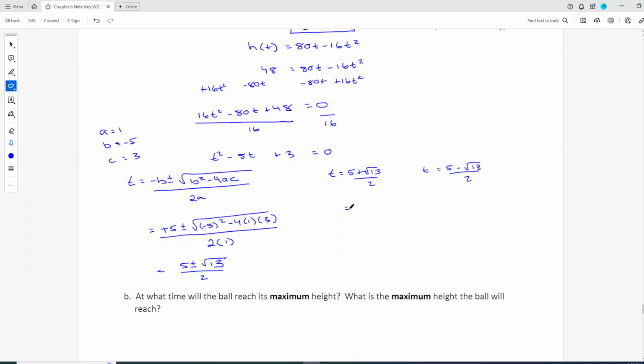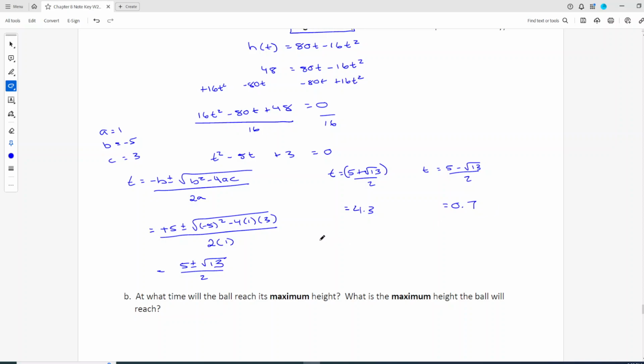Plug these into my calculator. So the first one I'm going to plug 5 plus root 13. Make sure you hit equals or you put the entire numerator in brackets. So this has to happen before dividing by 2. So I'm going to put 5 plus root 13 equals, divided by 2 equals, and to one decimal place I get 4.3 seconds. Then I'm going to do this one. 5 minus root 13 equals, divided by 2 equals, and again to one decimal place I get 0.7.